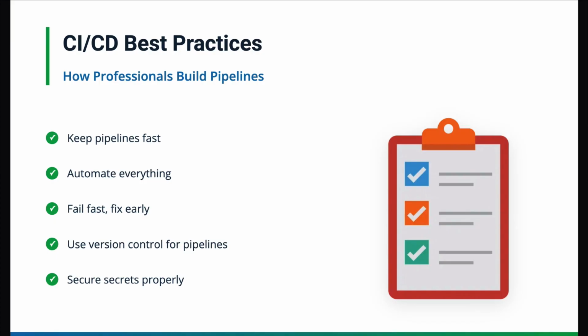Here are the best practices. Keep the pipeline fast. Slow pipelines reduce productivity. Automate everything that can be automated. Fail fast so issues can be detected early. Store pipeline configuration in version control and never hardcode secrets inside a pipeline. Following these practices makes CI/CD reliable and scalable.